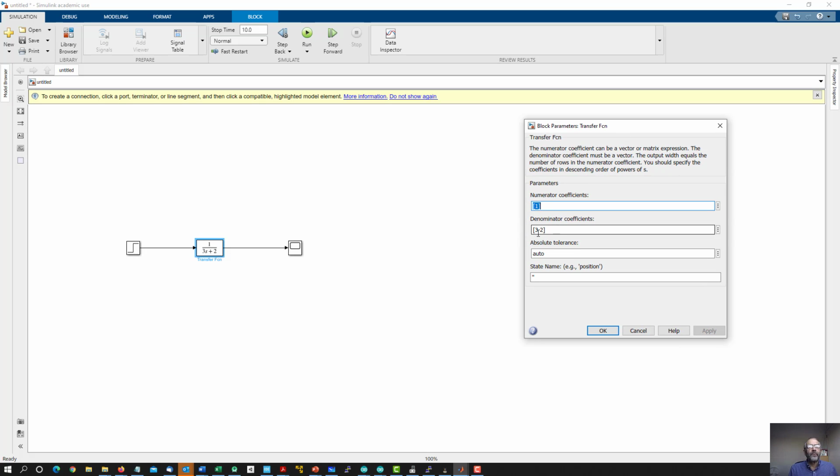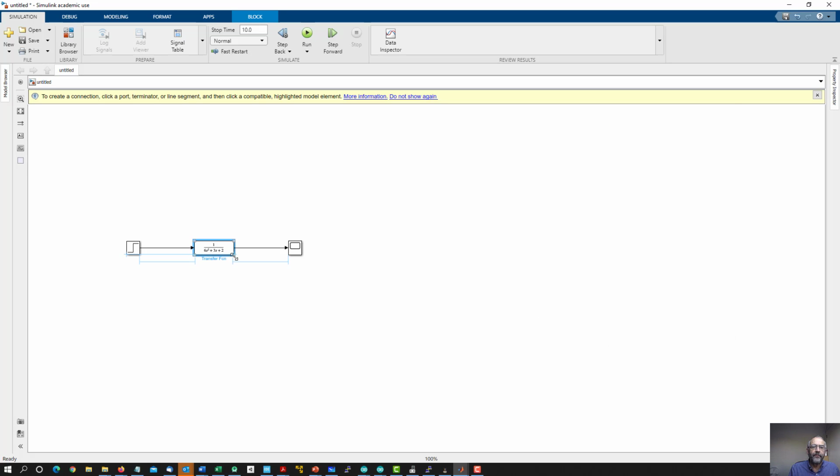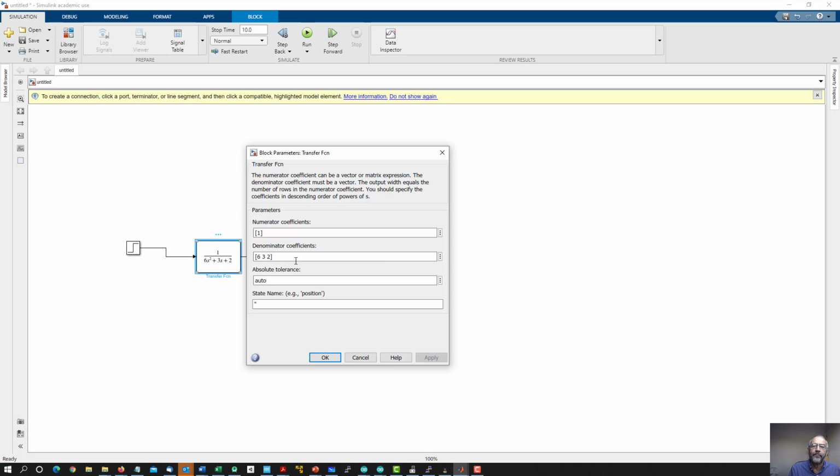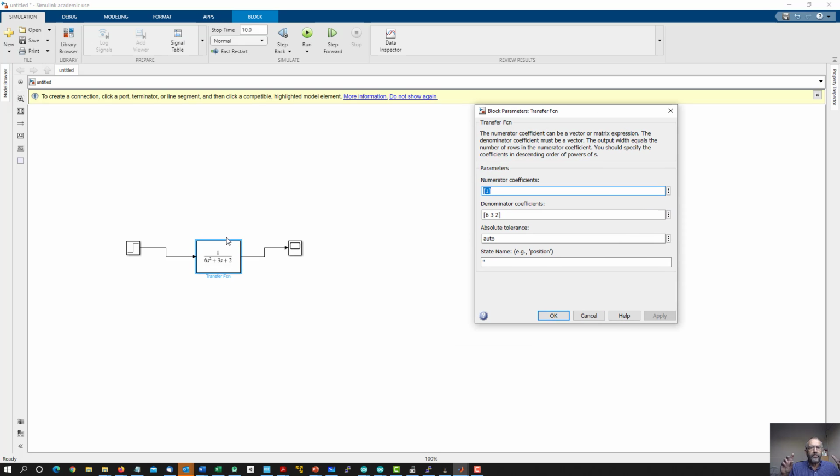So it's always a polynomial in S. So if I would add another one, like 6, 3, 2, then we have 1 over 6s squared plus 3s plus 2. So both the numerator and the denominator are always polynomials in S. And what we define here in these settings are the coefficients of these polynomials. If you want to have a constant, you can just use 1, for example, and maybe 5 here.